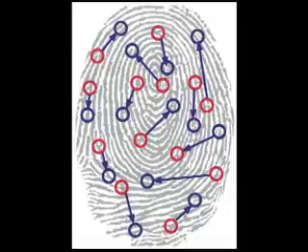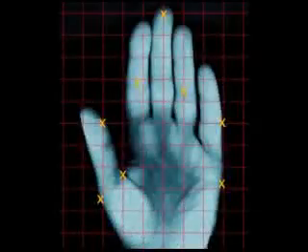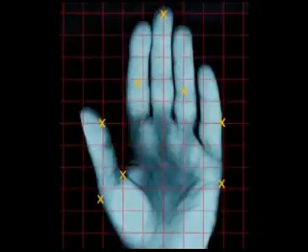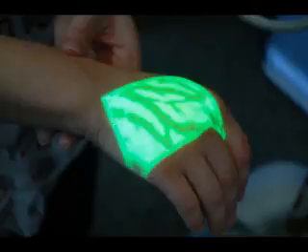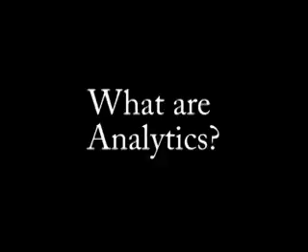Encoding fingerprints has been done for over 100 years. Nowadays, we're now doing palm prints as well as scanning veins within the hand to identify a person uniquely. Analytics are another form of mathematical equation to help make decisions in video.